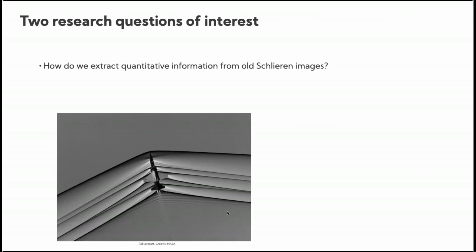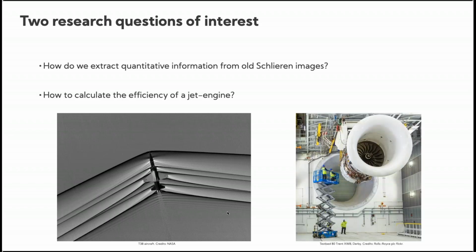So here are my two research questions of interest. The first one is, how do we extract quantitative information from old Schlieren images? And so here's an example of a Schlieren image for a T-38 aircraft. This is from NASA.